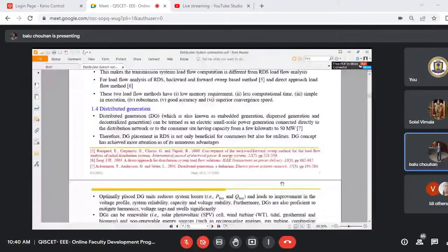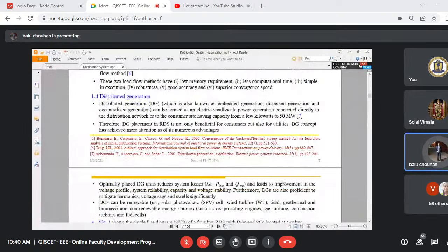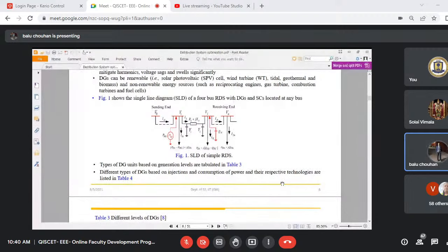For the different load flow studies and distributed generation, references 6 and 7 may be referred to for better understanding. So this is the radial distribution structure. In the distribution system there is no loop in the buses; one bus is connected to another. Considering buses 1, 2, 3, bus 1 is connected to 2 and 2 is connected to 3. There is no loop in the radial distribution system.